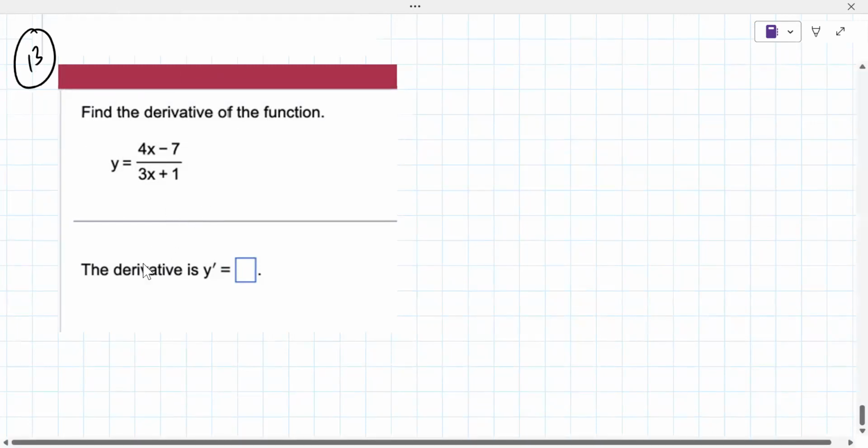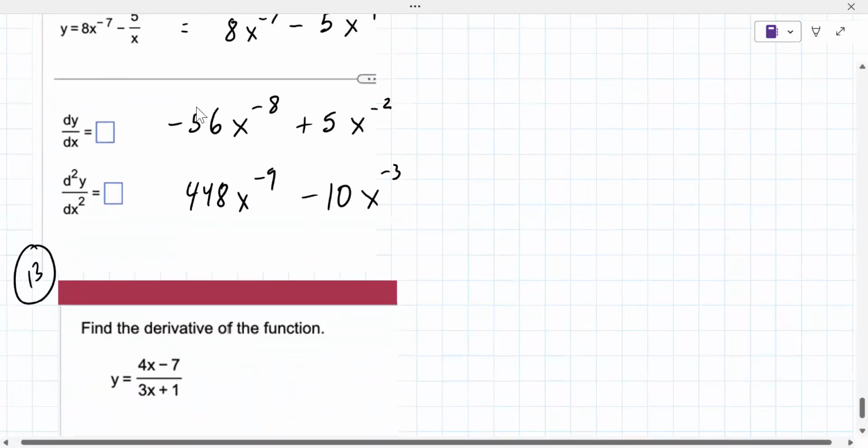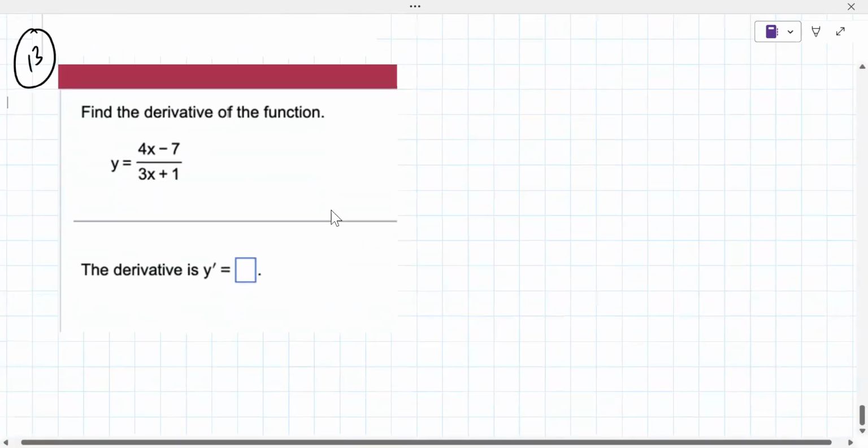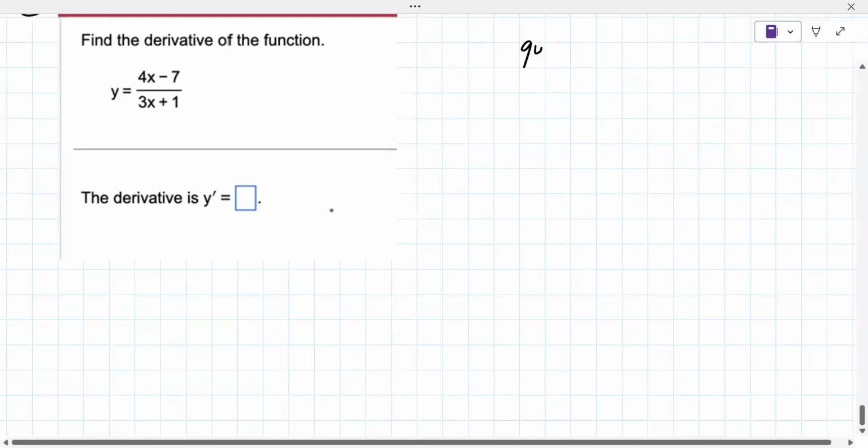All right, so let me know when you're ready. Yeah, give me 1 sec. I'm just typing it in the quiz. Okay, yeah, I'm ready. Okay, so for number 13, it's a new derivative rule. This one is called the quotient rule.